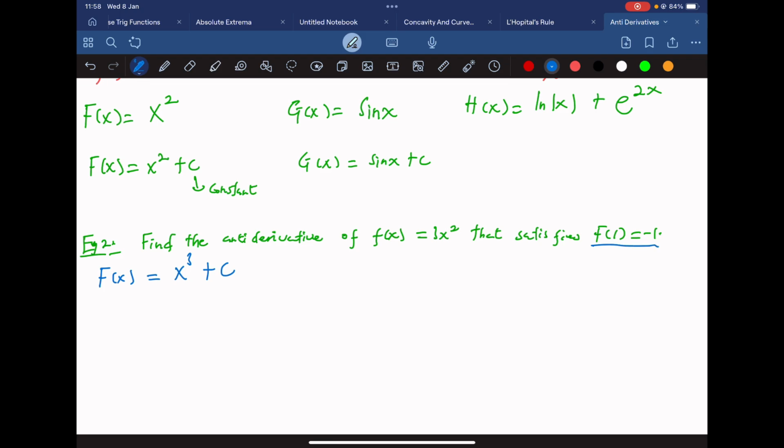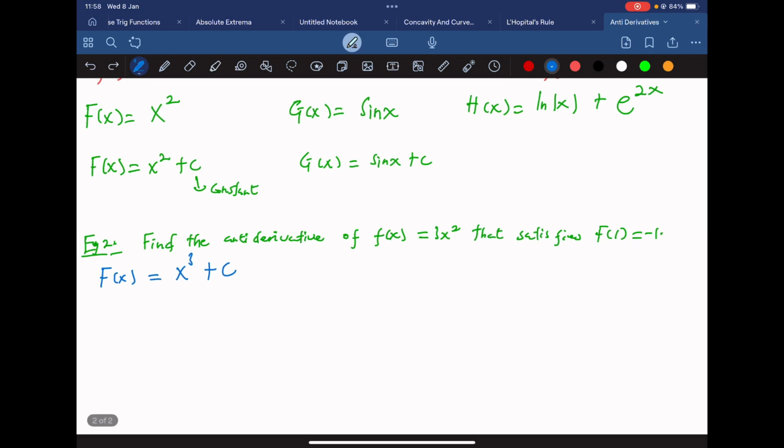This question right here basically means that wherever we see x, we have to put in 1. So F of 1 is just 1 cubed plus c, which is just 1 plus c. And F of 1 equal to negative 1 basically means 1 plus c right here is equal to negative 1.